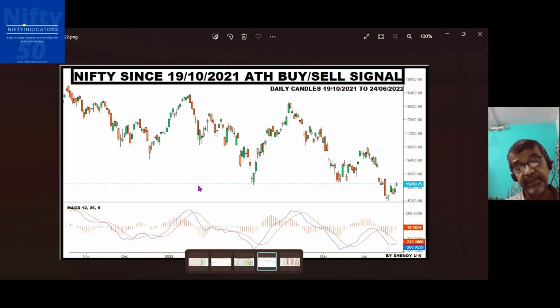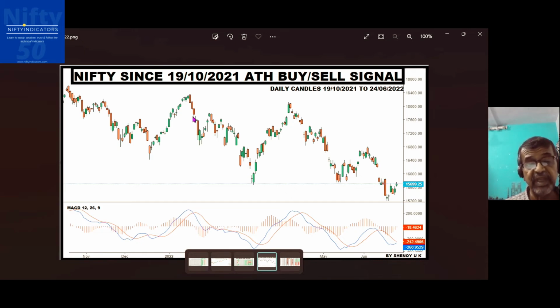Here we have got a classic way of reading or using MACD to read Nifty. You see from 19th of October 2021 till June 2022, Nifty has gone up and down so many times, and every time we are guided properly by MACD. Whenever the blue line is above the red line, it is a buy signal. Whenever the blue line goes below the red signal, it is a sell signal.